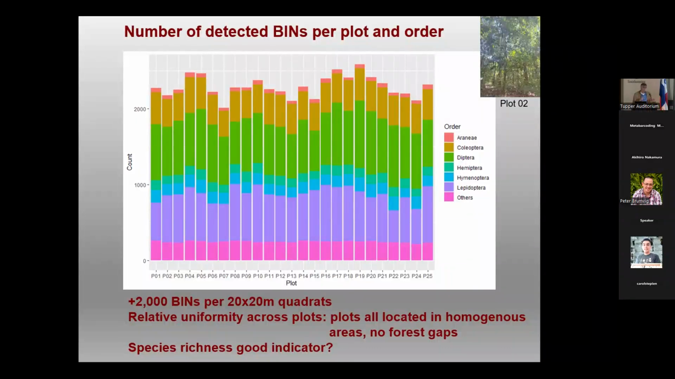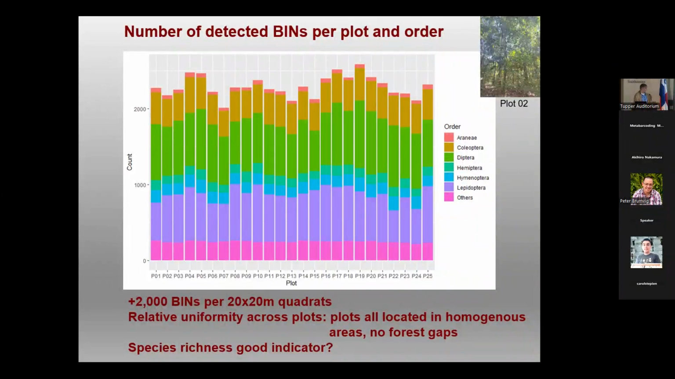So the structure of the plot, and the composition, should be reasonably similar. So I think it's not too surprising to see that we don't have a huge difference. We're not comparing, for example, plantation with primary forest and so on. So that's one thing to consider.